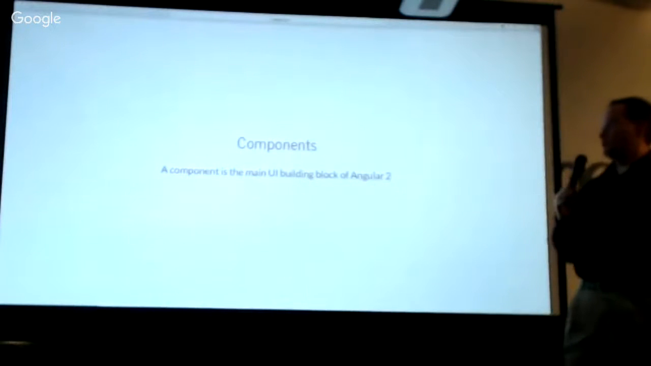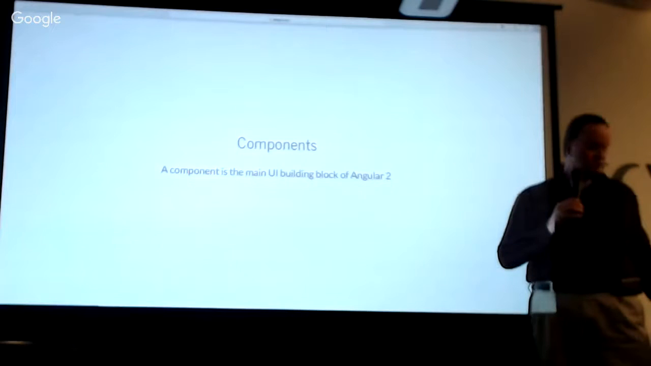So components then become the main building block of Angular 2. An Angular 2 application becomes a tree of components. And every Angular 2 app must have at least one component, so that's your main component inside there, and that's going to have other components inside of it building that tree.